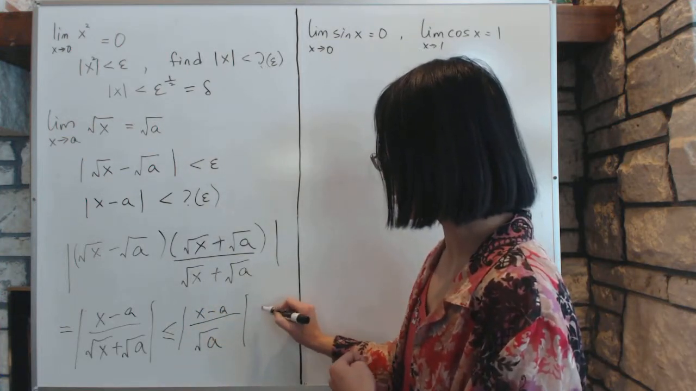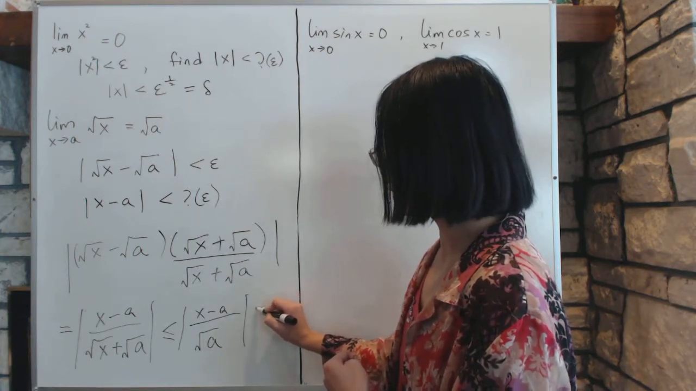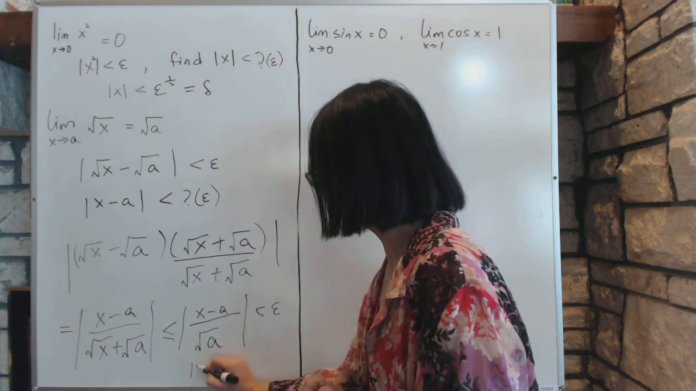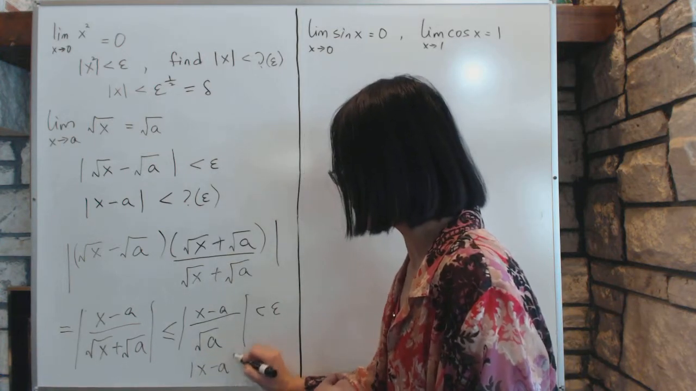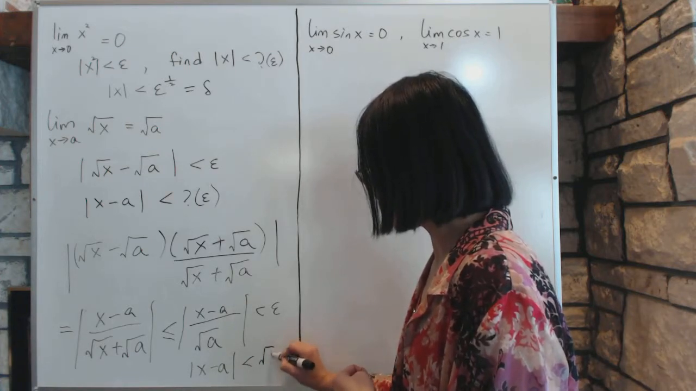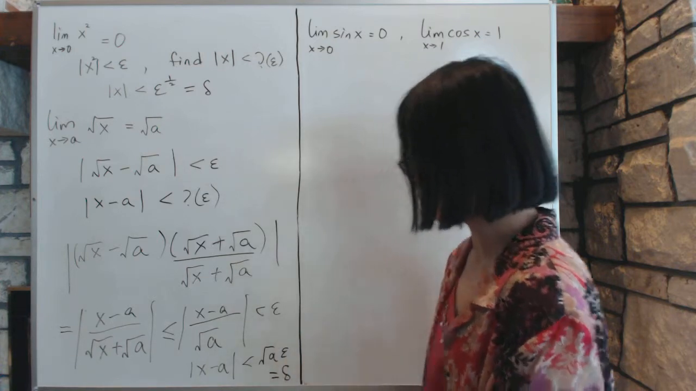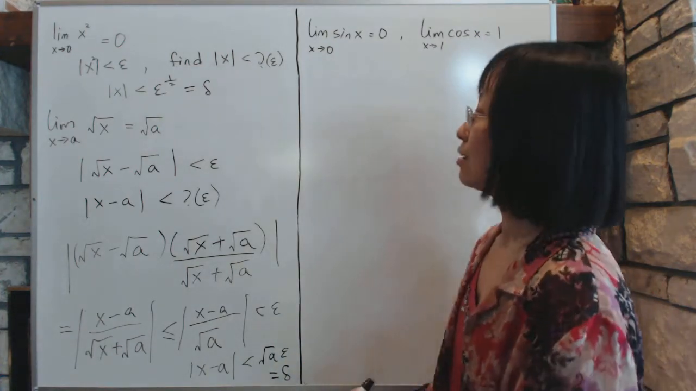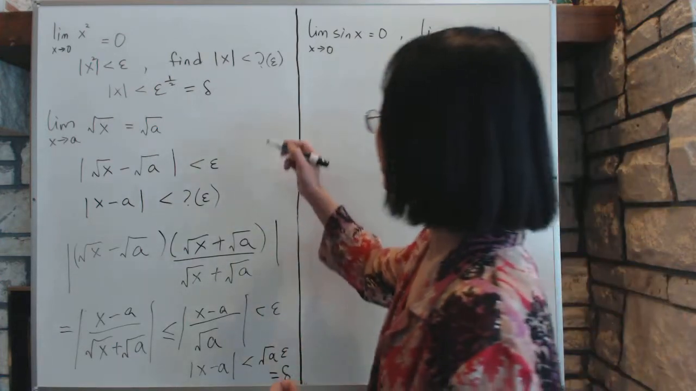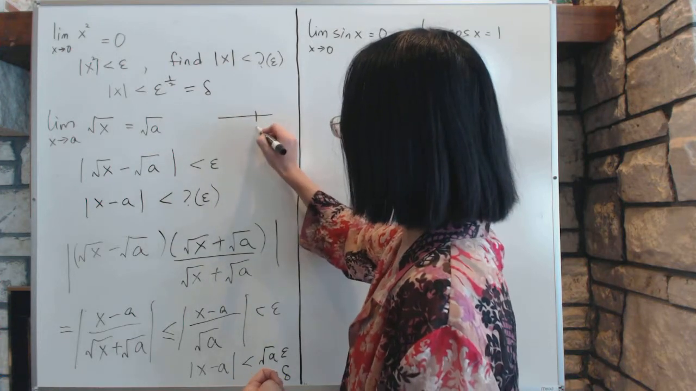We'll put this to be epsilon, which means that x minus a has to be less than epsilon times the square root of a. And we'll set that equal to delta. And then we're done. Now, in this particular problem, you have to mind a certain minor detail, and the detail being that you have, say you have a here, okay?